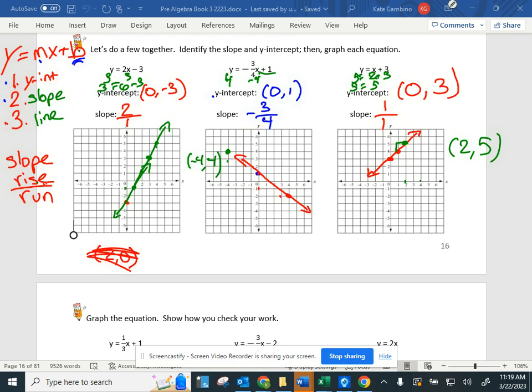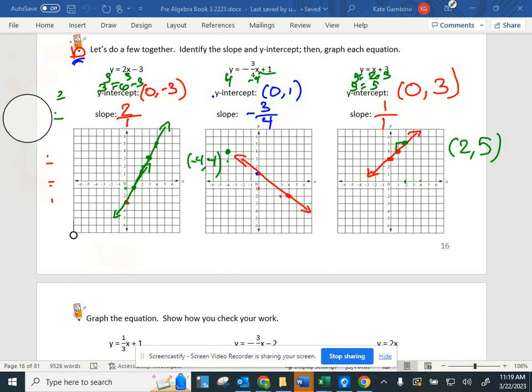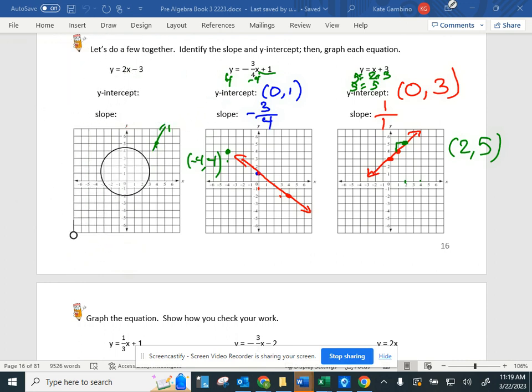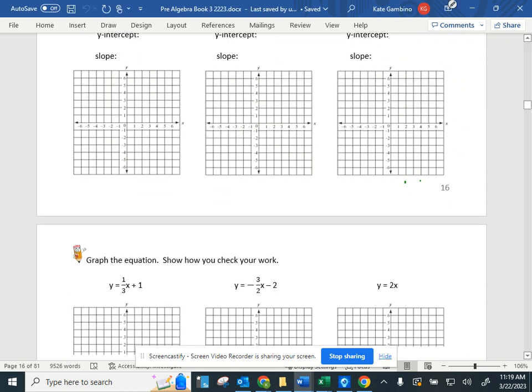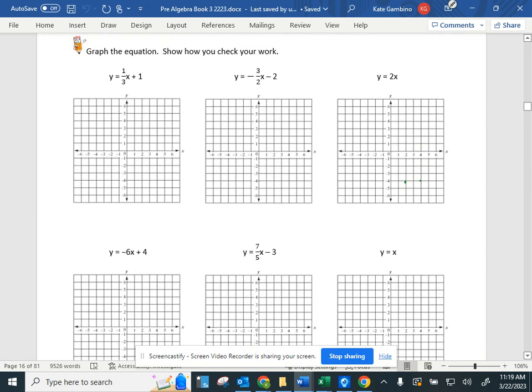So, let's look at our work. Remember I said I was making this a 2-day assignment. It's a 2-day objective. So our next work says graph the equation and show your work. I want you to show me each step. 1, what's your y-intercept? Write it, graph it. 2, what's the slope? Write it, graph it to find our next point. And then 3 is drawing your line.